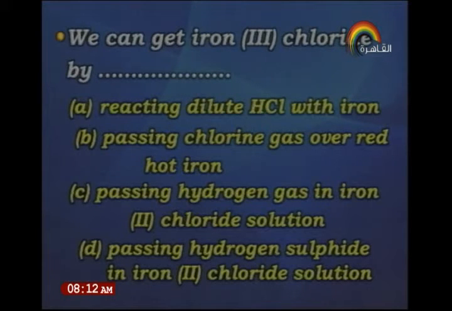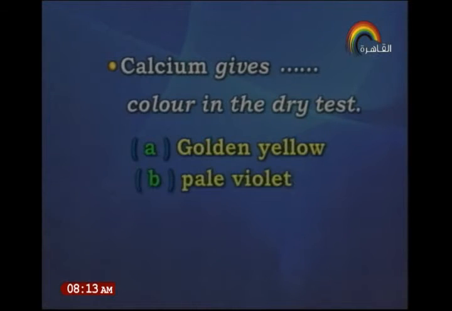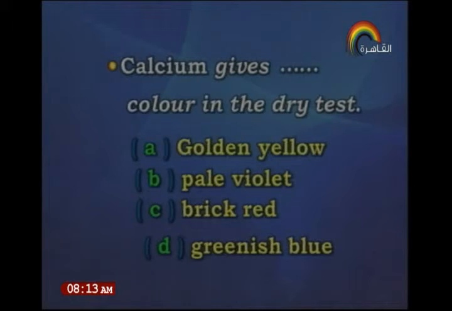Next point, we can get iron 3 chloride by what? Reacting dilute hydrochloric acid with iron, or passing chlorine gas over red hot iron, or passing hydrogen gas in iron 2 chloride solution, or passing hydrogen sulfide in iron 2 chloride solution. Yes, if you think about it, it will be passing chlorine gas over red hot iron. Next point, calcium gives what color in the dry test? Is it golden yellow, pale violet, brick red, or greenish blue? If you think about it, yes, it will be brick red color.